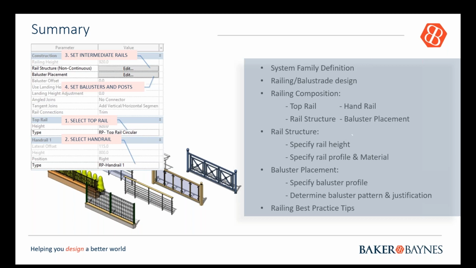So just keep in mind those two things. So we had the top rail, handrail, rail structure, and baluster placement. Those are kind of what this system family is made of, the components.